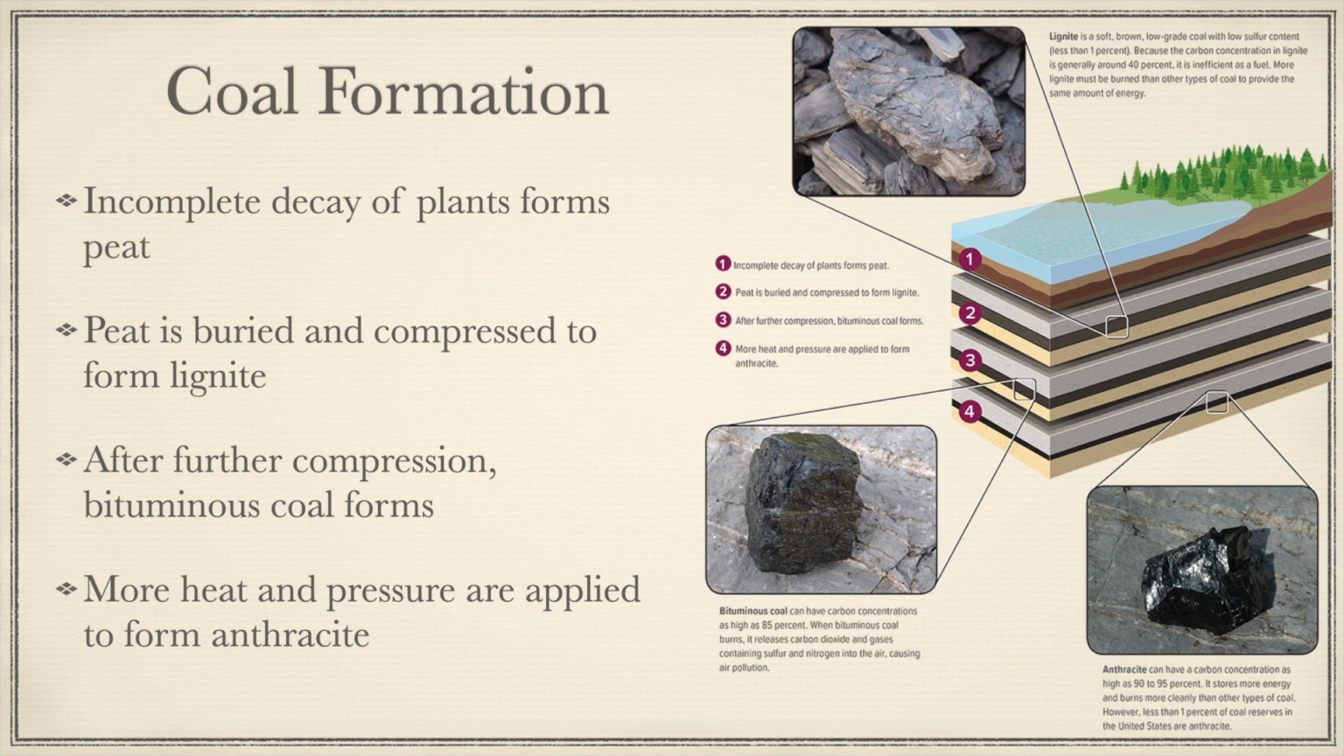So, coal formation. So, incomplete decay of plants forms peat. So, peat comes from plants that die and then fall into bogs and then partially decompose and they form peat. The peat is then buried and compressed to form lignite. After further compression, you get bituminous coal formed. And then more heat and pressure are applied to form anthracite.